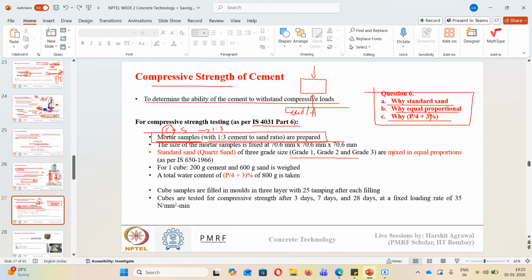Okay, now why three grades? Because to keep a uniform grade distribution, and so that grading of sand doesn't affect the final result. The only change in the final result should come from the quality of cement and not from the quality of sand. Okay, that's why standard sand and equal proportion of three grades.